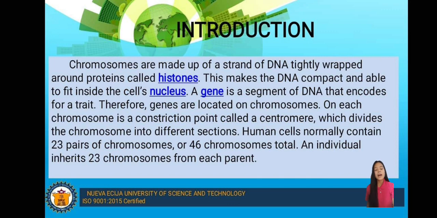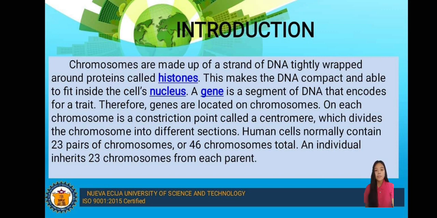So from these introductions, we know that chromosomes are made up of a strand of DNA tightly wrapped around proteins called histones. Chromosomal DNA is packaged inside microscopic nuclei with the help of histones. So what are histones? Histones bind to DNA, help give chromosomes their shape, and help control the activity of genes.